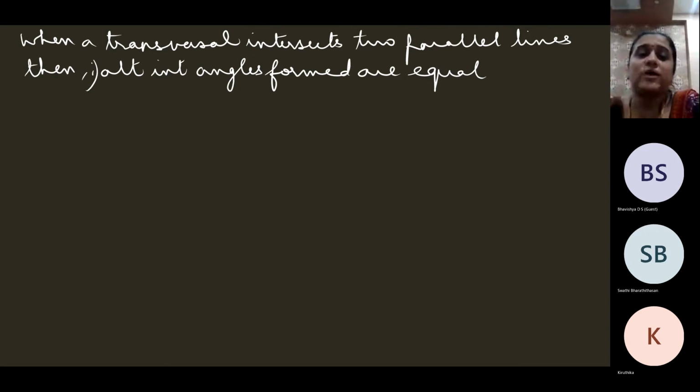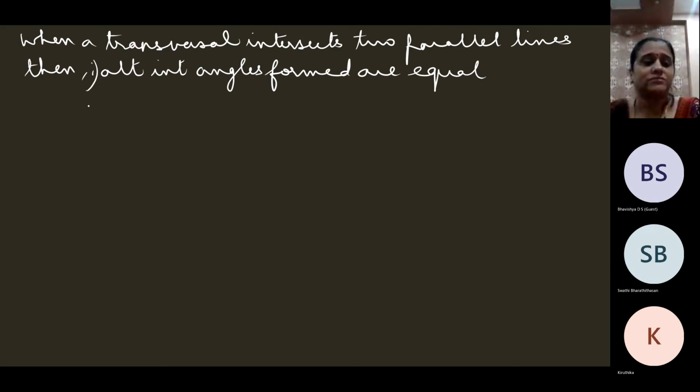Then what is the difference? When two parallel lines are intersected by a transversal, what is the new thing here? The alternate interior angles formed are equal. There we didn't say that they are equal. We only said that those two angles are alternate interior angles. Now, what's the difference? When the lines are parallel, the alternate interior angles formed are equal.